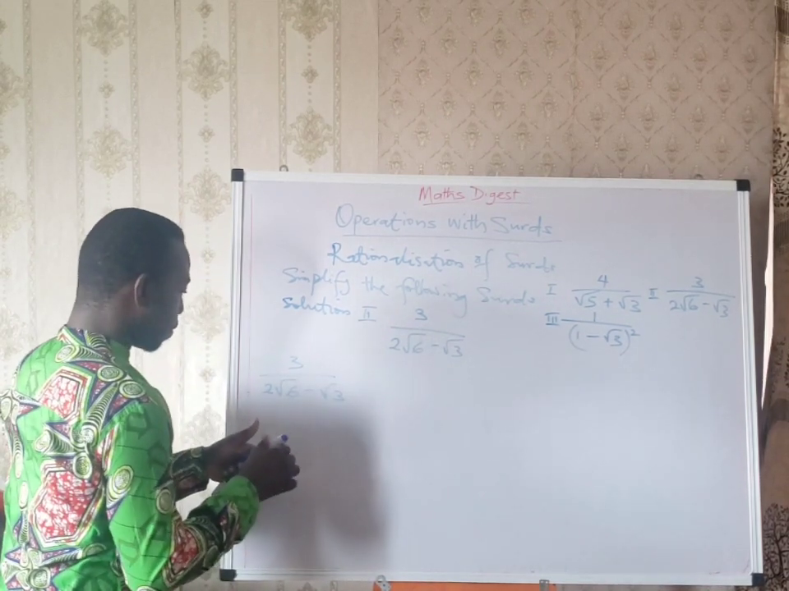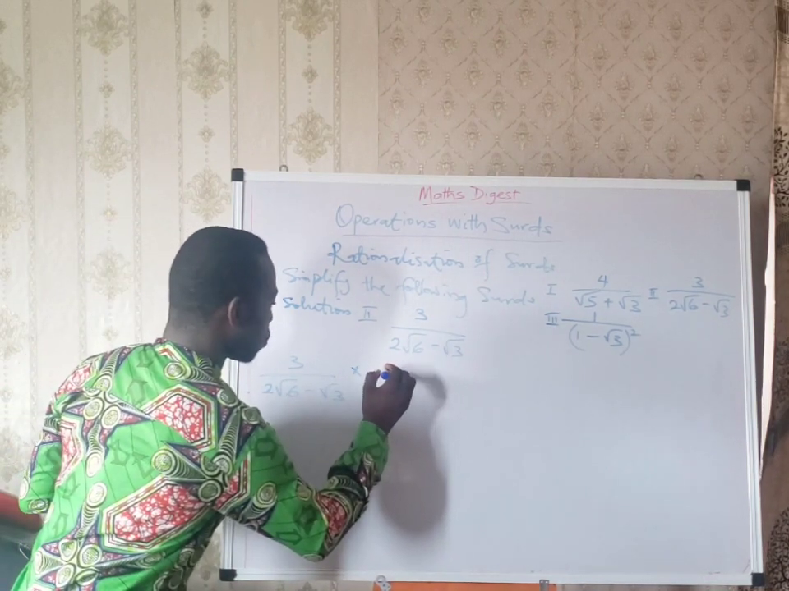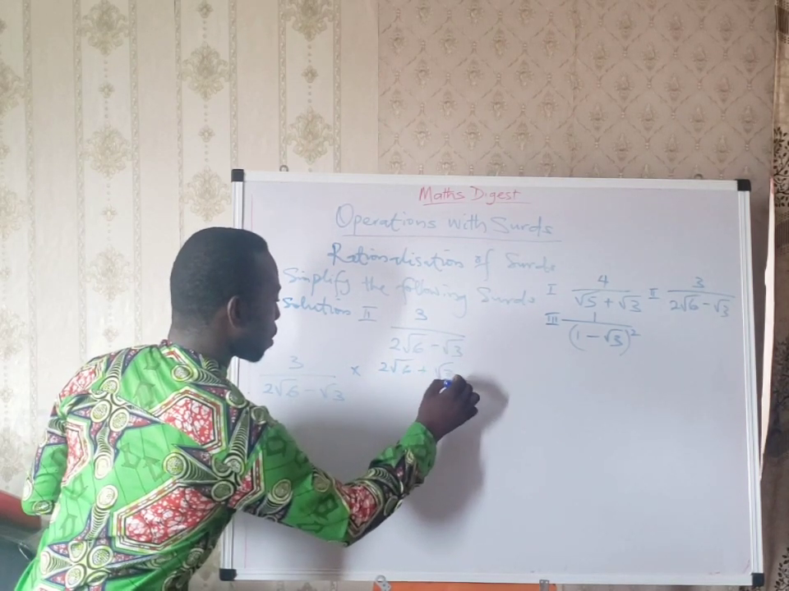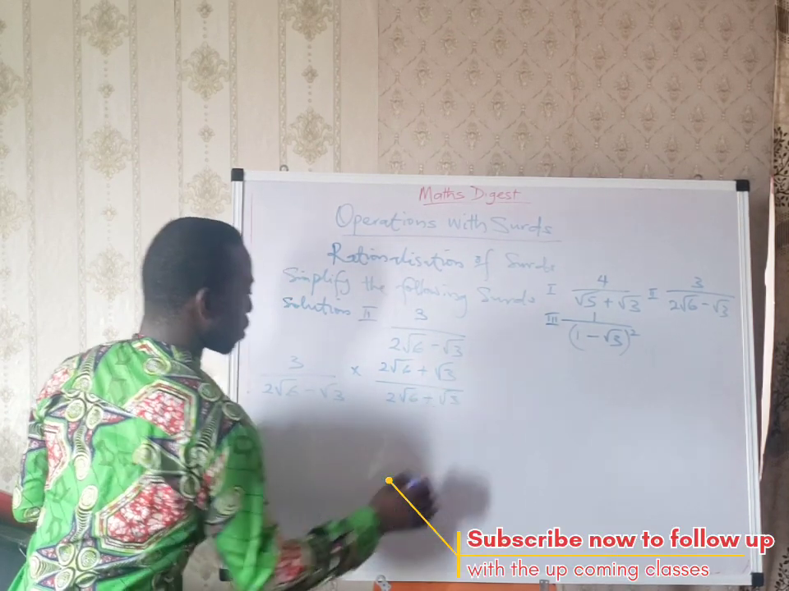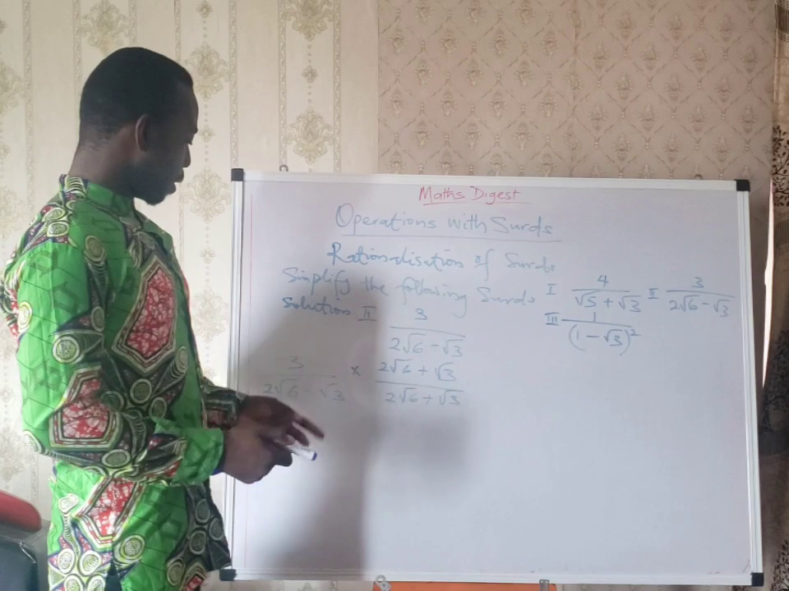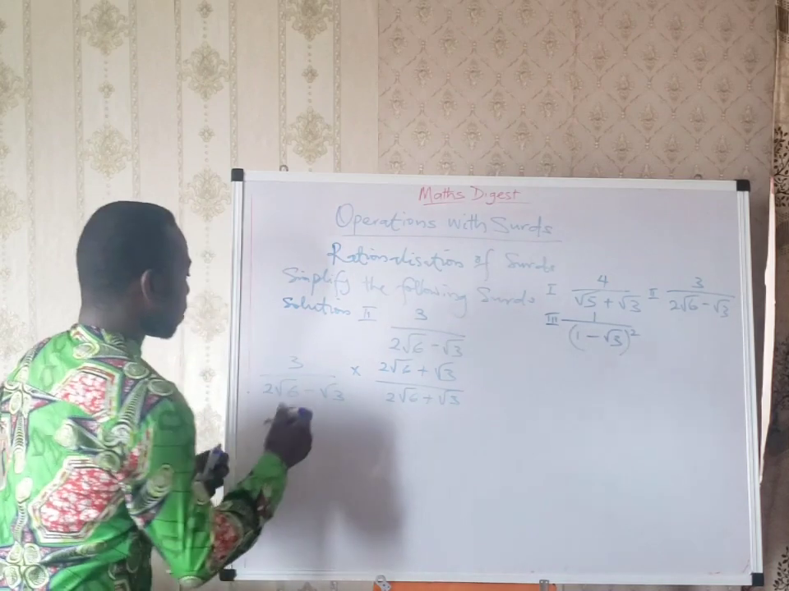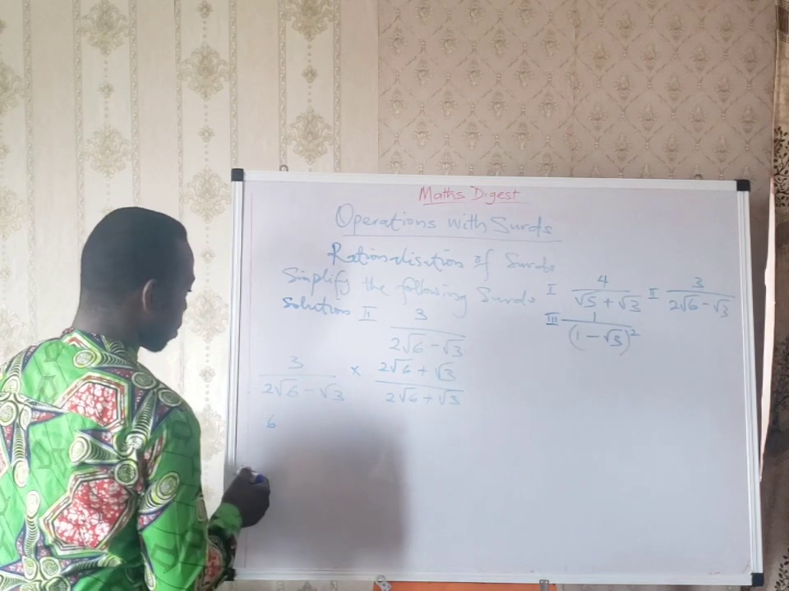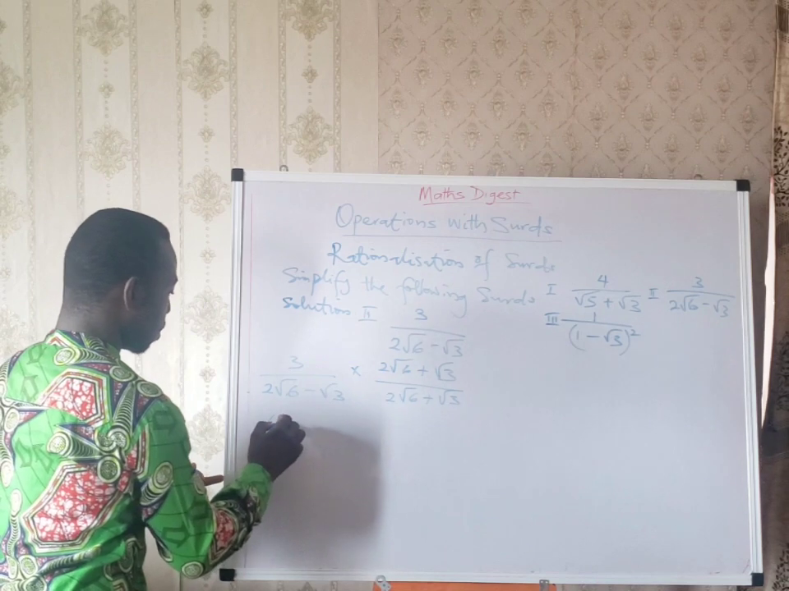Now, what is the conjugate of this? You can simply say times 2 root 6 plus root 3 all over 2 root 6 plus root 3. This is the conjugate. So you have to multiply the expression up and down with its conjugate. Now from here you can say 3 times 2 is what? 6. 3 times 2 root 6 is 6 root 6.